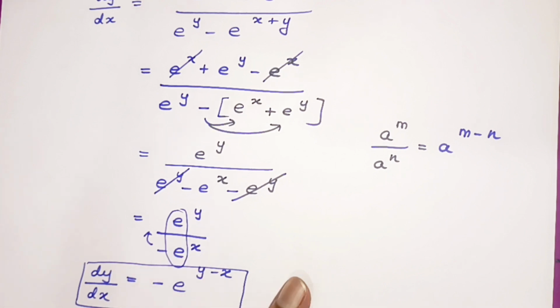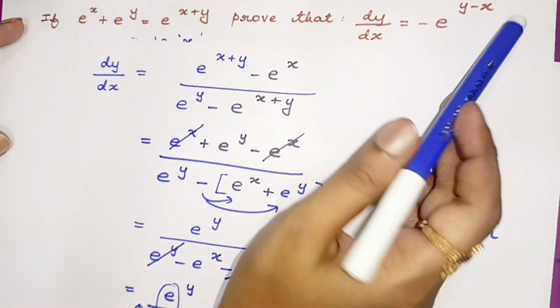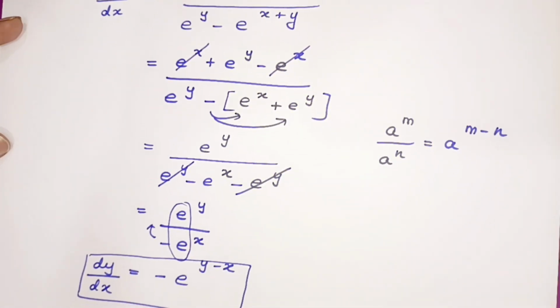ஸோ கொஷின் பாருங்கள், கொஷனில் இந்த தானே ரிசல்ட்ஸ் கண்டுபிடிக்க சொல்லியிருக்கிறாங்க. மைனஸ் e power y மைனஸ் x. We have obtained the result dy by dx is equal to minus e power y minus x. This is the result. Is that clear, students?